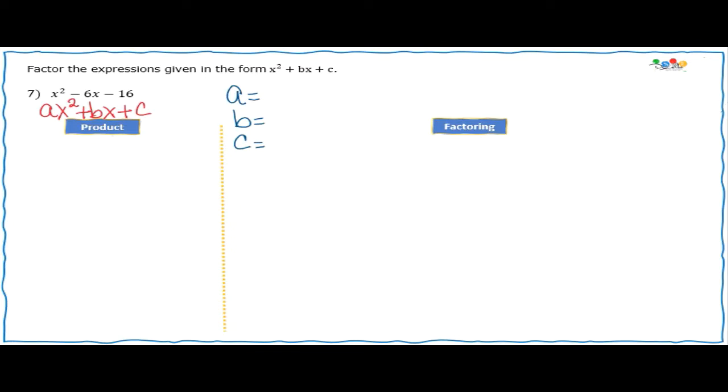So if you compare both trinomials over here, we're going to see that the value for a is, and I know what you're saying, there's no number. Remember, again, if there's no number, we always put a 1. So that's my 1, which becomes my a. B is a -6, and c is a -16.